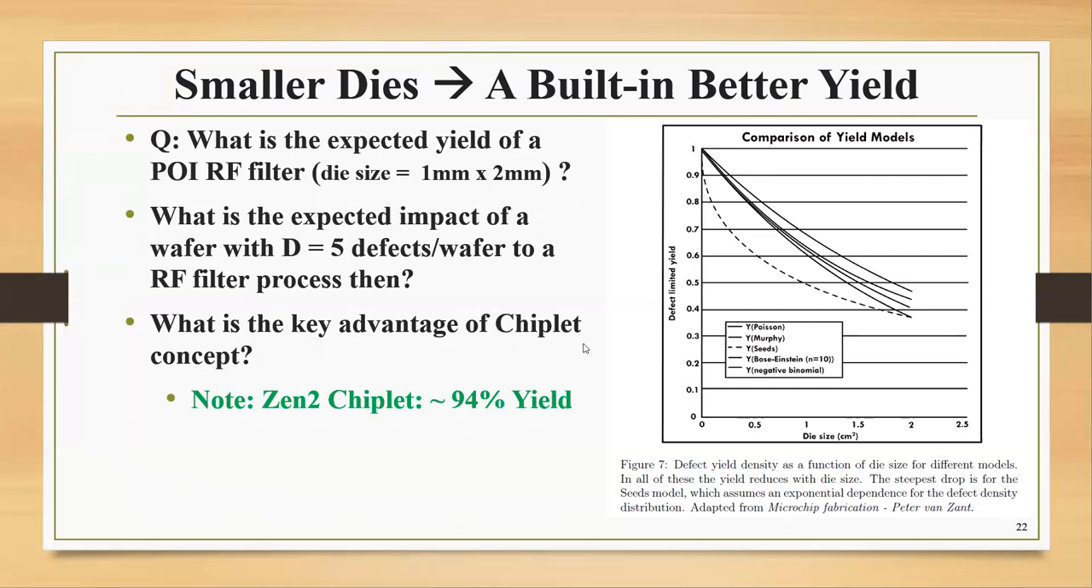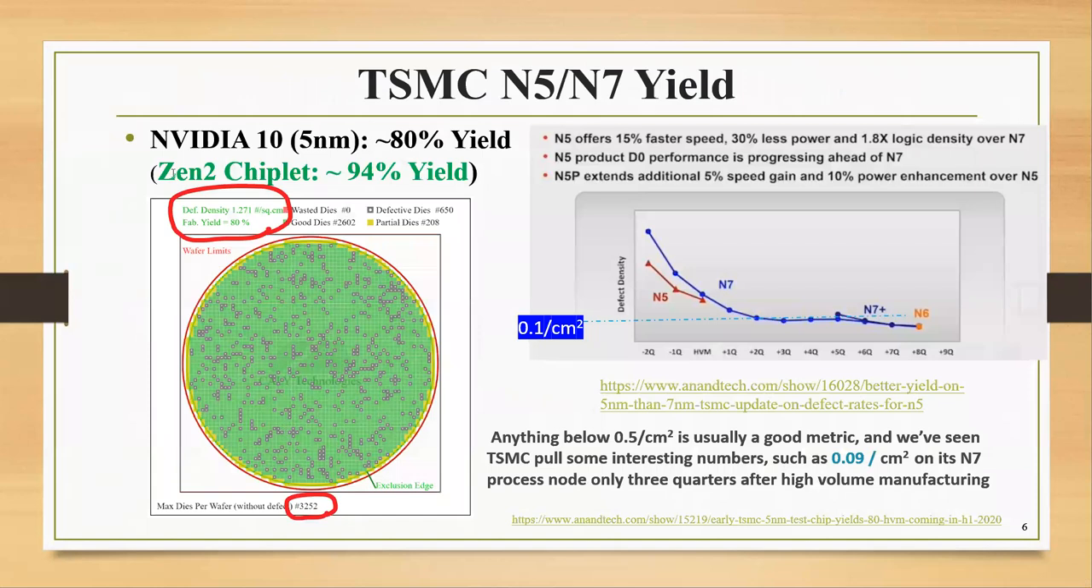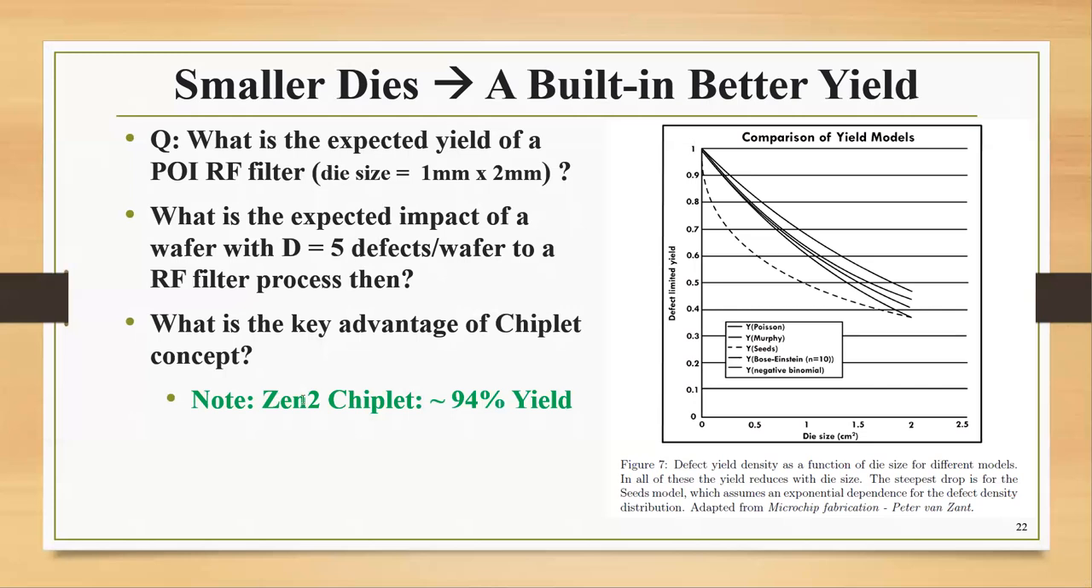Then if you look at the TSMC data again, they say the AMD Zen 2 chiplets have a yield of 94%. That's what I reported here. You can see the reason is that a chiplet has a much smaller die, so the yield is automatically bumped up. That's the reason why people are suggesting using the chiplet concept to make advanced chips, because they are naturally high yield.